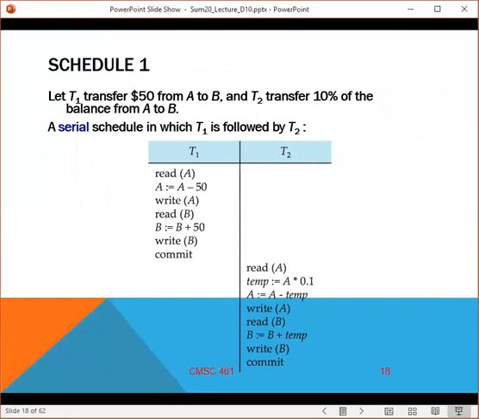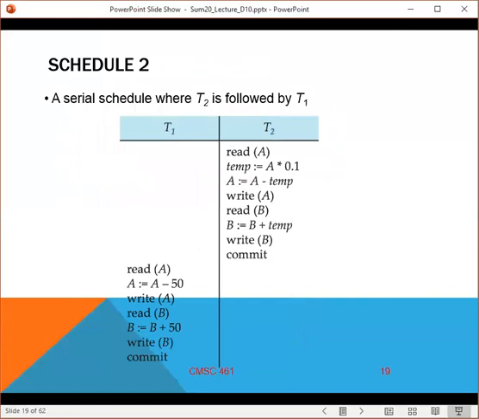So let's consider an example. Here's a serial set of transactions. One follows the other. They cannot conflict with each other. Let's consider a second example. Likewise here. They cannot interfere with each other because they are run serially. One completes before the other begins.